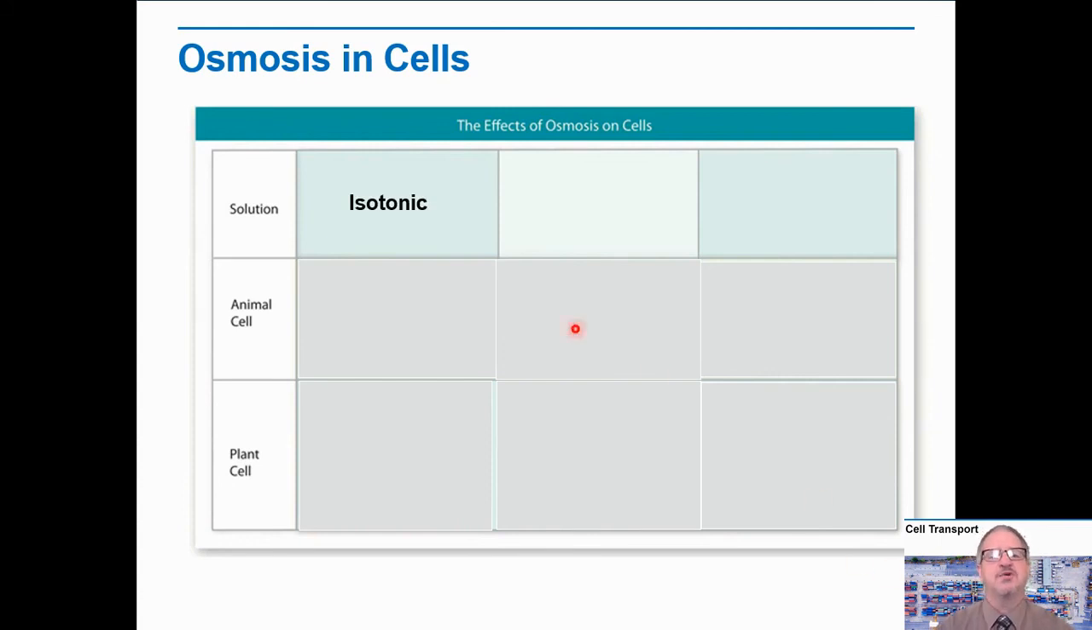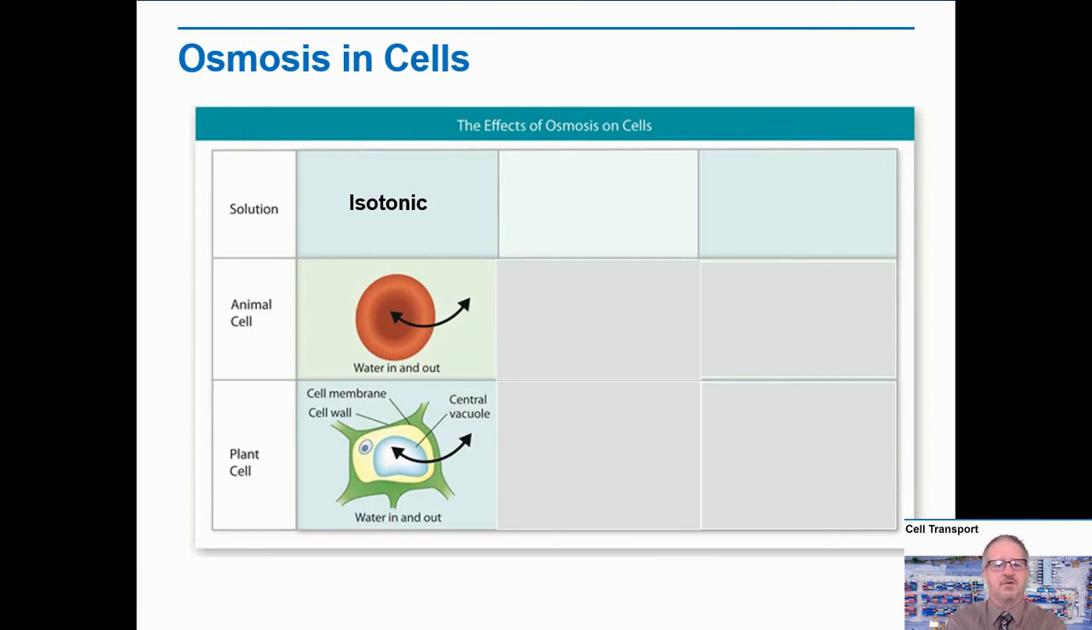So if we have an isotonic solution, well, let's first talk about what that means. Isotonic means that the concentration of solutes is the same inside and outside of the cell. So which way is the water going to flow? Well, if you're thinking that if the concentrations are the same on both sides of the membrane, the water molecules should move equally in both directions, that would be correct. Okay, so we've got water in and water out. Now, this is the case in both animal and plant cells.